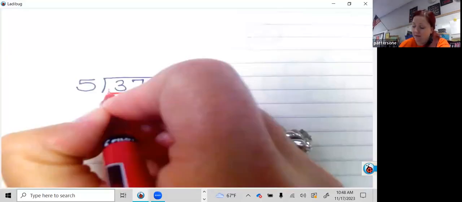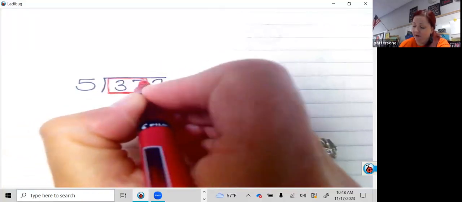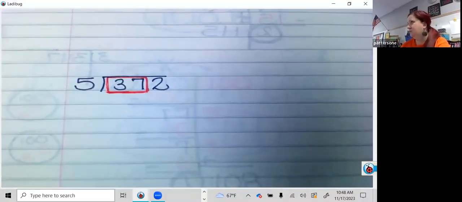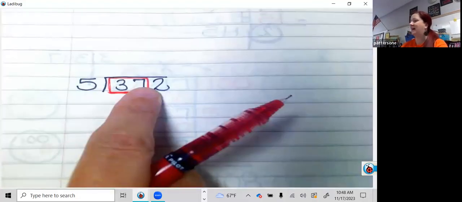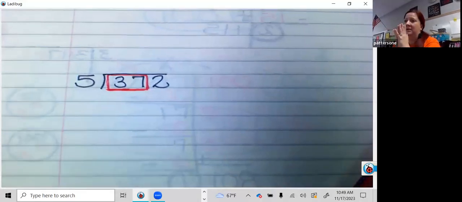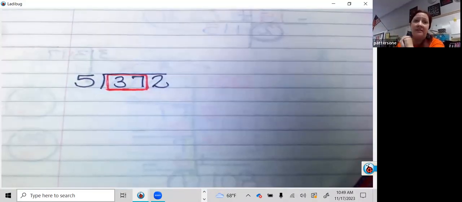Now what number am I looking at? Can I take 5 out of 37? So I box it in just like we do when we're subtracting. Following me so far? Can I put 5 into 3? No. Can I put 5 into 37? Yes. Now I'm going to count by 5s. I've got to get as close to 37 as I can without going over. That's going to tell me how many 5s I can take out of 37.